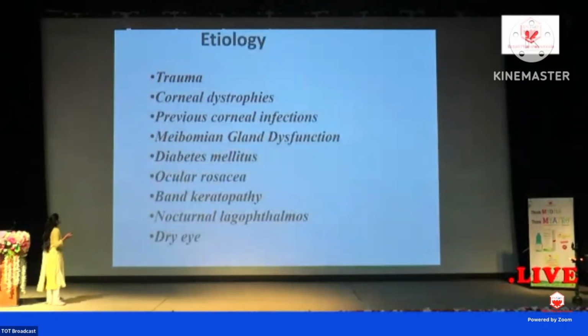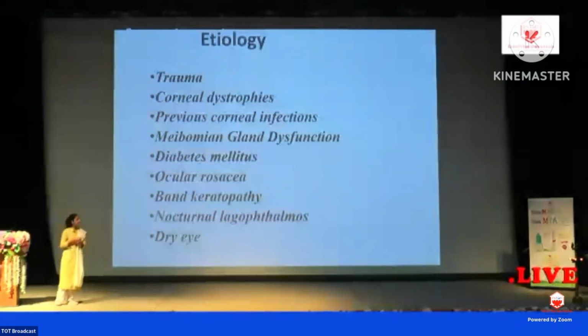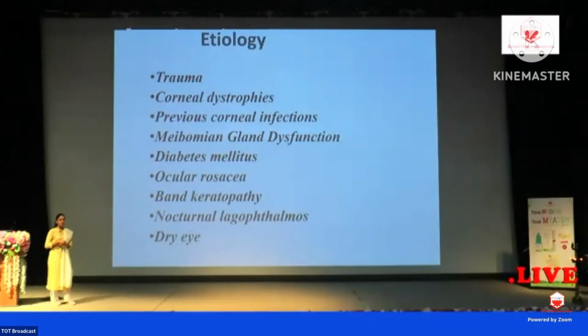Coming to the etiology, trauma is the most common cause of the recurrent corneal erosion. About 1 out of 100 patients of the trauma may end in the corneal erosion. Other causes can be corneal dystrophies or dry eye or meibomian gland dysfunctions.